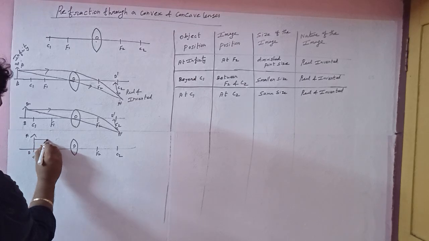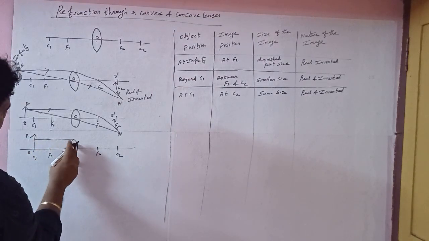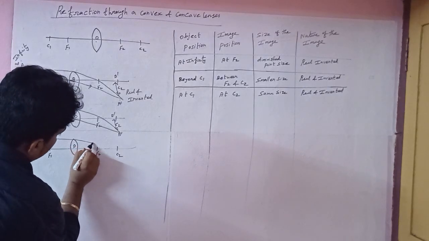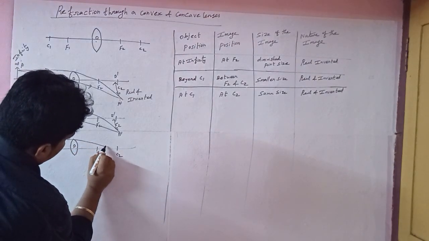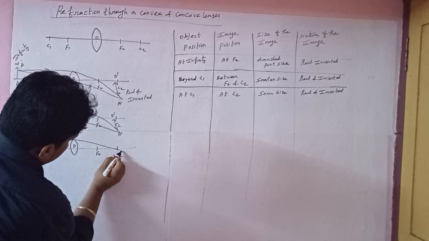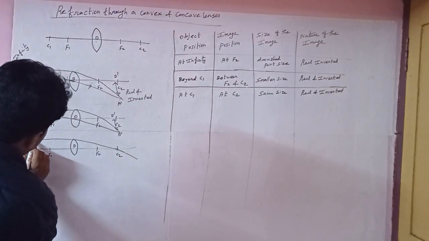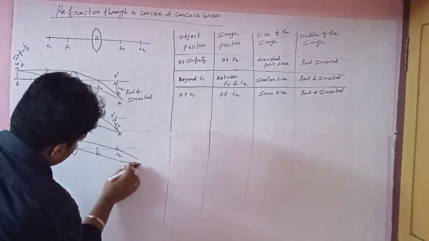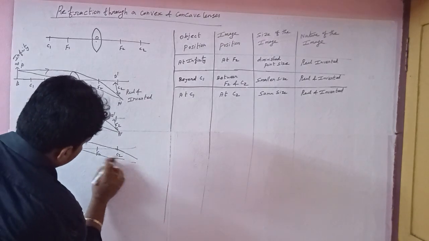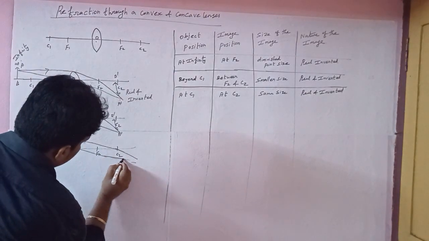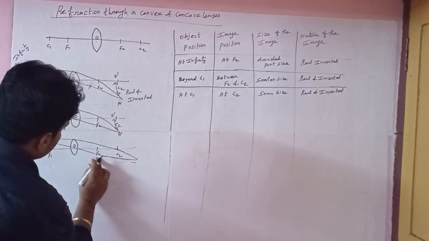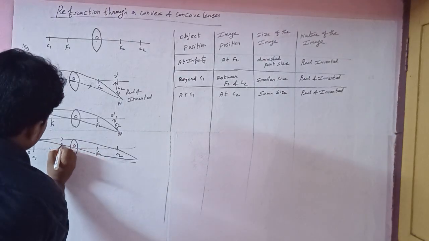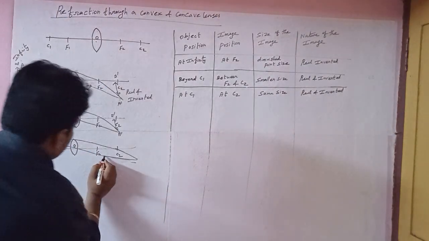So the light ray travels from rare medium to dense medium. So the light ray will be falling on the lens. Again the light ray will be bending. The bending of the light ray will be converging at C2. And another light ray will travel through the optic center without deviation. This is the path of light.